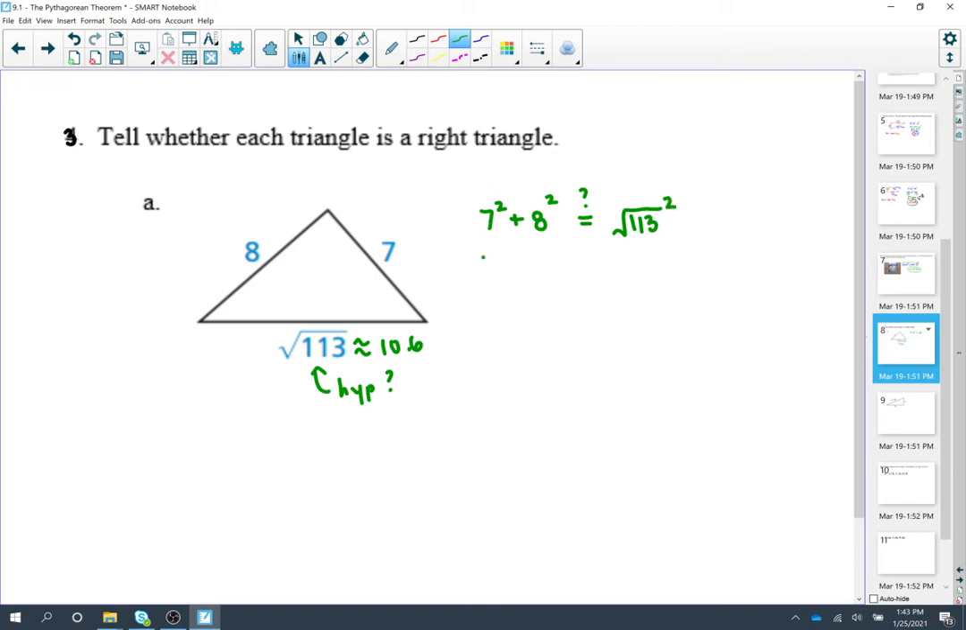Now, 7 squared is 49 plus 64. And then if I square the square root, that's just going to get me 113. Then we're going to take 49 plus 64, which is 113, which equals 113. Because these three numbers satisfy the Pythagorean theorem, yes, this is a right triangle.